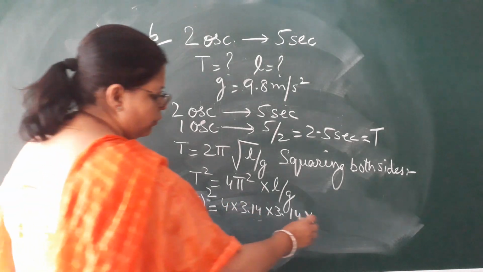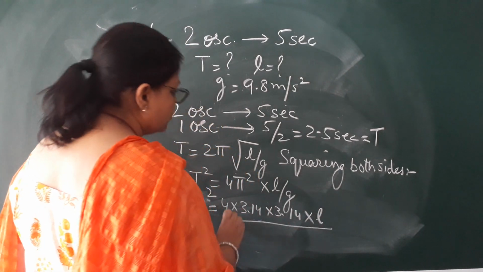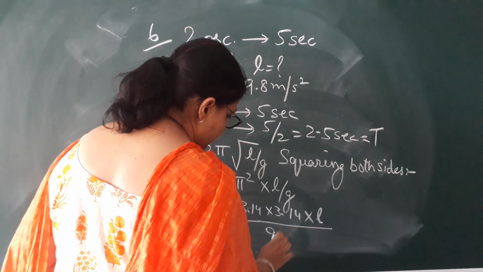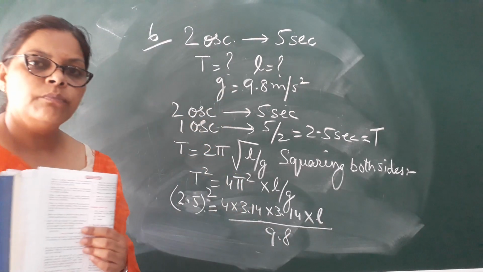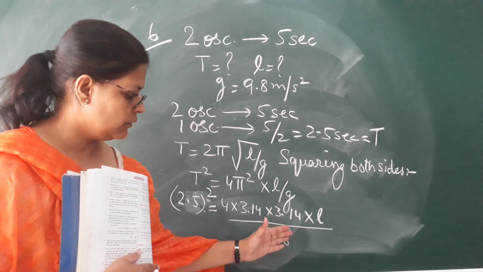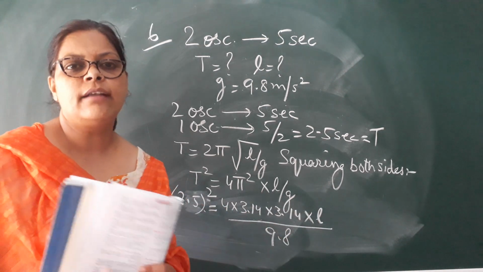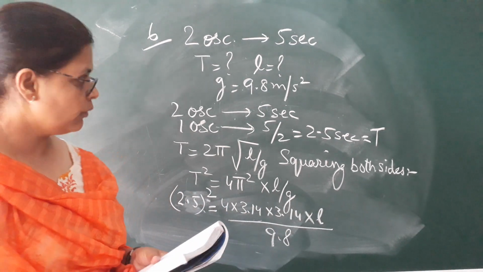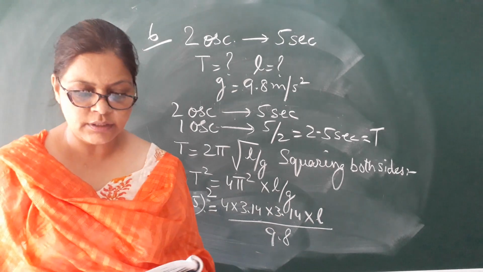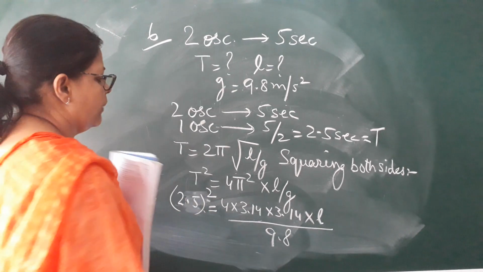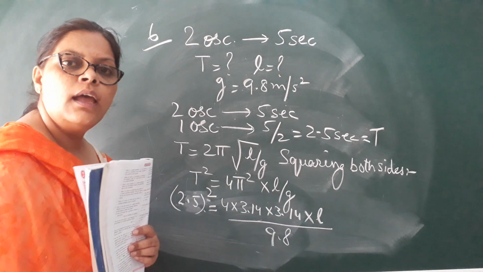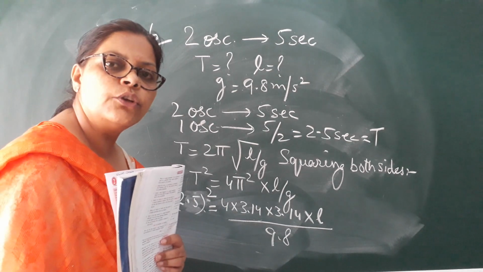into L over G. What is the value of G, children, here given? 9.8. Okay, so I have substituted all the values. You are supposed to rearrange, solve and find out the value of L. Okay children. Now after this we move on to the seventh numerical. Just have a careful look and then you solve and find the answer on your own.